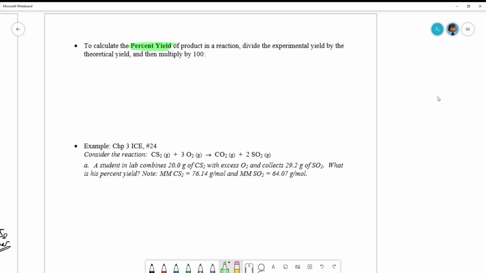Okay, so getting back to percent yield. How do we get percent yield? We divide the experimental yield by the theoretical yield. So percent yield equals the experimental yield divided by the theoretical yield. And of course, as a percentage, we've got to multiply by 100.